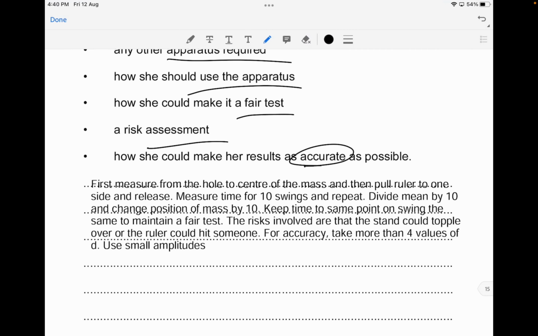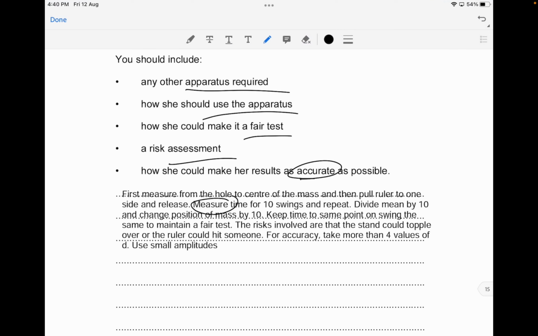So she has to now measure the time. You guys can see you have to measure how she used the apparatus. That's answering that type of question. You have to measure the time for 10 swings and repeat. You have to divide the mean time by 10 and change the position of the mass by 10. Now keep time to the same point on the swing to maintain a fair test. You can mention that this point is just for the fair test part.